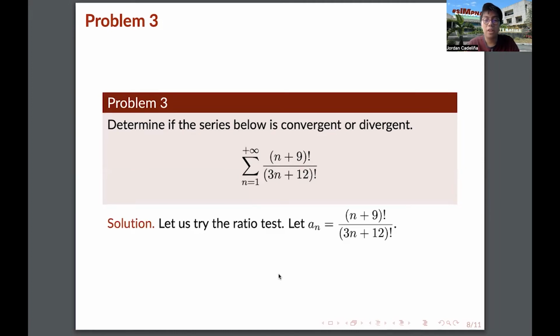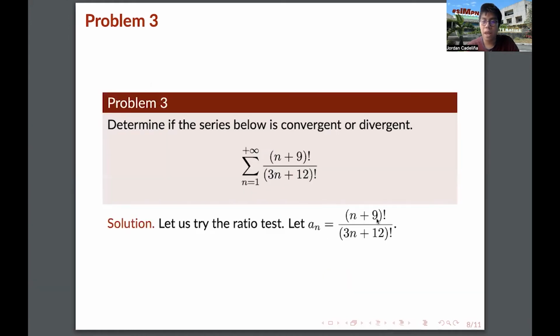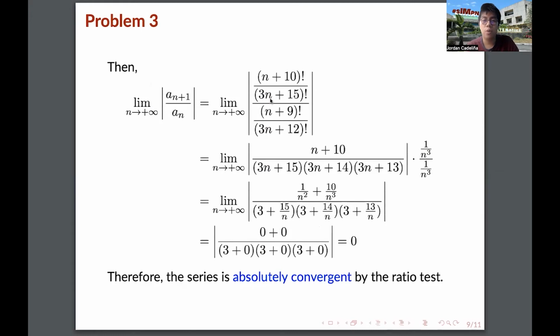So let's try using the ratio test. Why? Because we have factorials here. So we automatically use the ratio test. So let a sub n be n plus 9 factorial all over 3n plus 12 factorial. So for the ratio test, the limit as n approaches positive infinity of the absolute value of the ratio a sub n plus 1 all over a sub n. So when you make it n plus 1, the n plus 9 becomes n plus 10, and the 3n plus 12 becomes 3n plus 12 plus 3, or 3n plus 3 plus 12, which is 3n plus 15, which you see in this presentation. So this is a sub n plus 1 all over our a sub n.